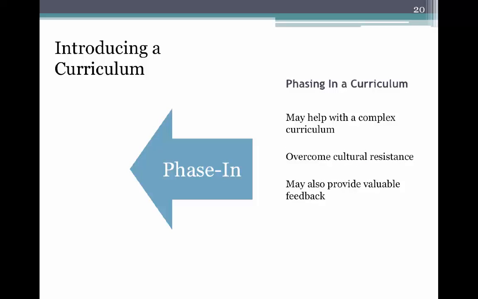The other option besides a pilot is a phase-in of your curriculum. If you have a more complex curriculum, then phasing your curriculum in piece by piece may be easier for your staff, faculty, and learners to digest new methods and materials. Also, if there is cultural resistance to your curriculum, then a phase-in may promote larger buy-in and less hostility to curriculum implementation. Further, much like a pilot program, a phase-in program can provide valuable feedback for the eventual rollout.